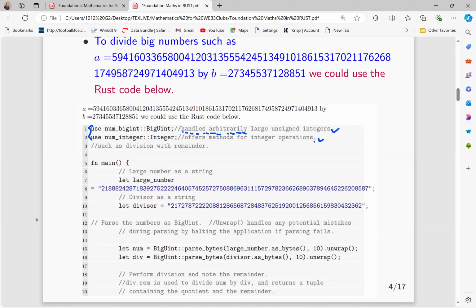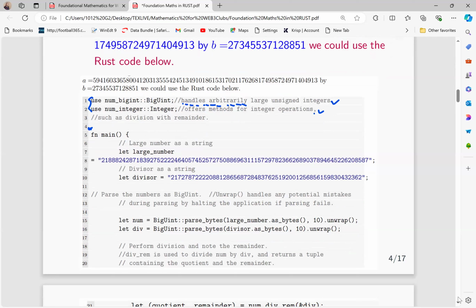Now, the main part begins from here, and of course you've been learning Rust, so I think you know Rust more than I do, but we will discuss. The first thing I do here, I give a larger number that I want to be divided. So I'm just telling what I want. I want this large number here divided by this other large number, for instance.